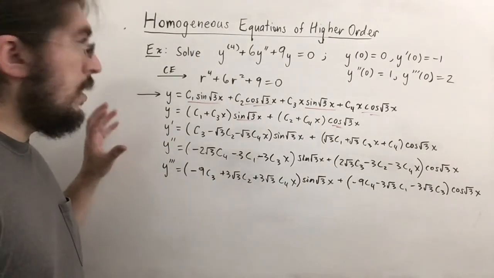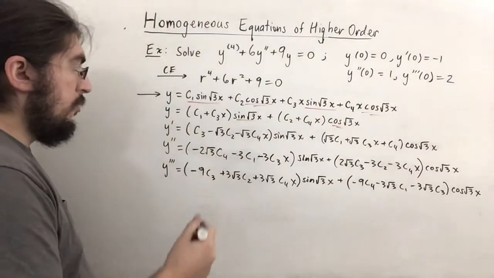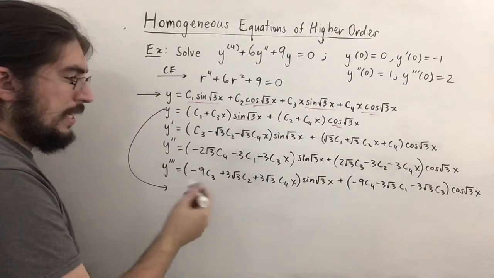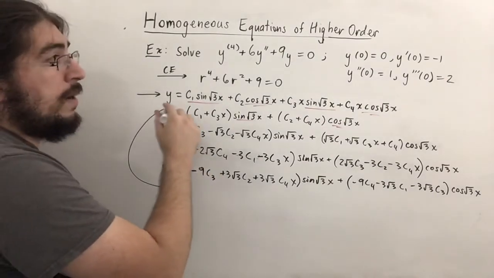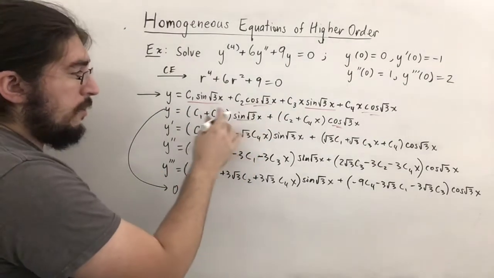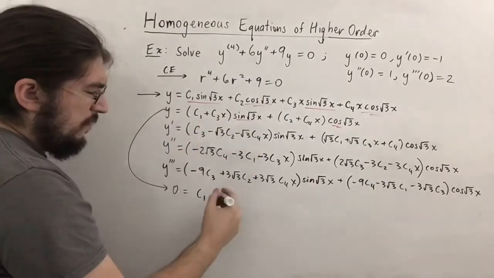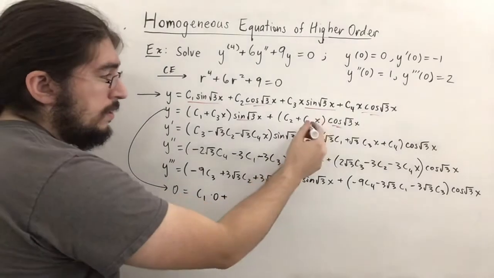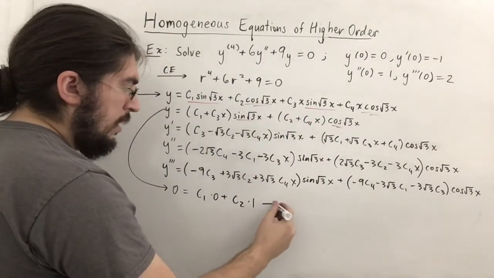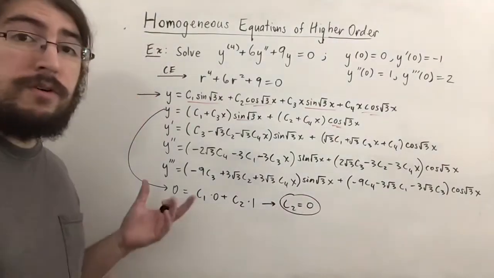Now what I want to do is apply these initial conditions. So I want to let x be 0 for each of these. For the first one, I don't want to use too many arrows, but maybe there's no escaping it. When x is 0, y is 0. And when x is 0 here, we just get c1 times sine of 0, that's just 0, plus c2 times cosine of 0, that's 1, so we end up getting that c2 is equal to 0.